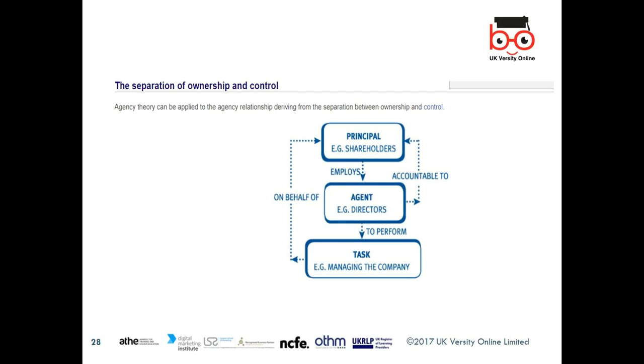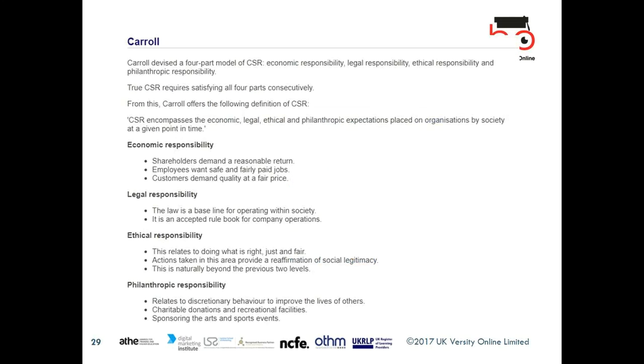Then when we look at corporate governance and social responsibility, we need to look at the principal and the agent. Principal means the shareholders, who are the owners of the business. Directors are the agents of the shareholders. They work on behalf of the shareholders and are accountable to them. Their task is managing the company, and that is the agency relationship theory we need to focus on.